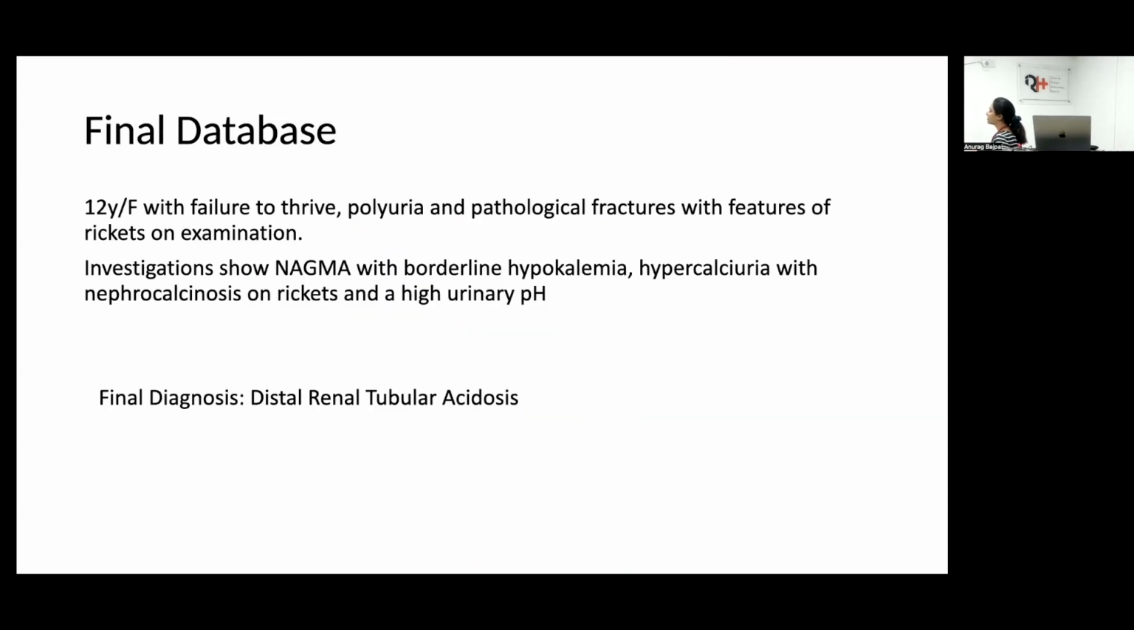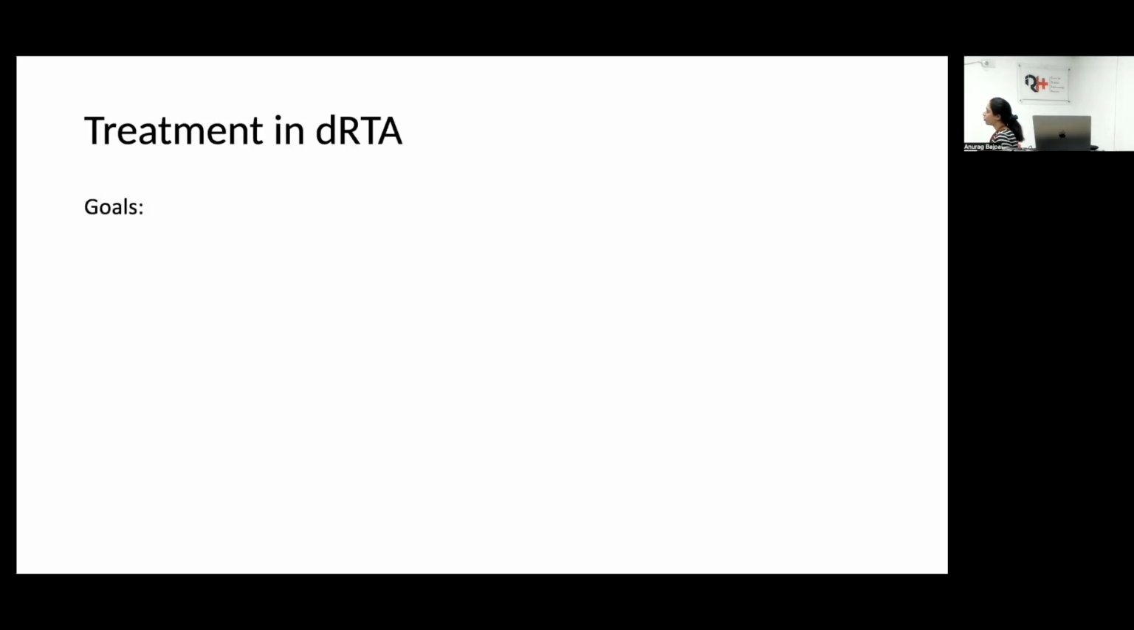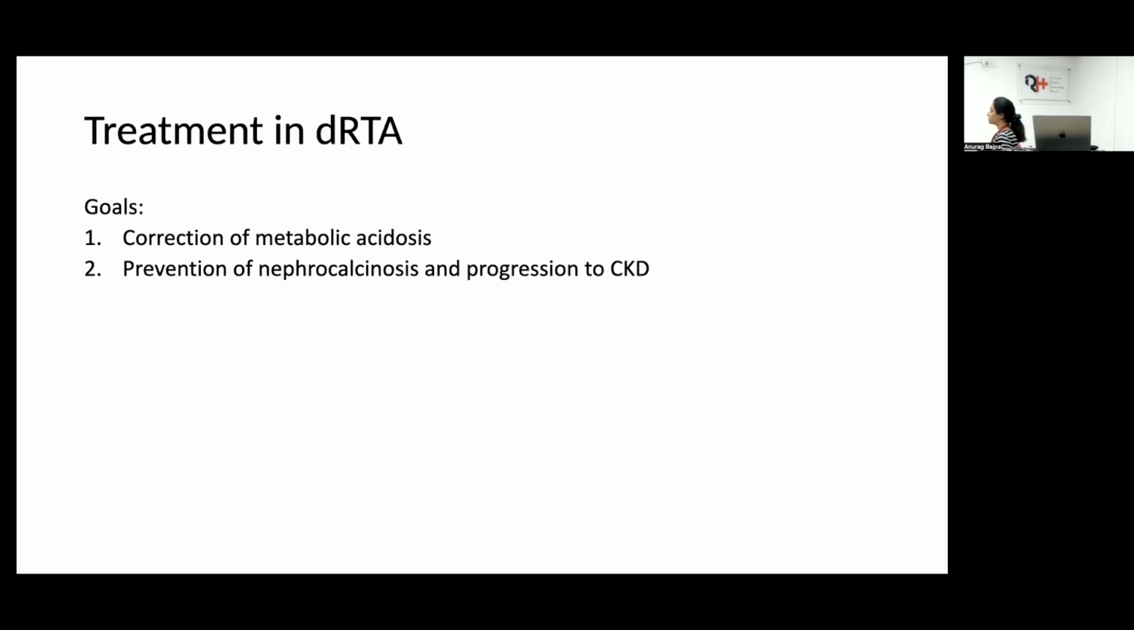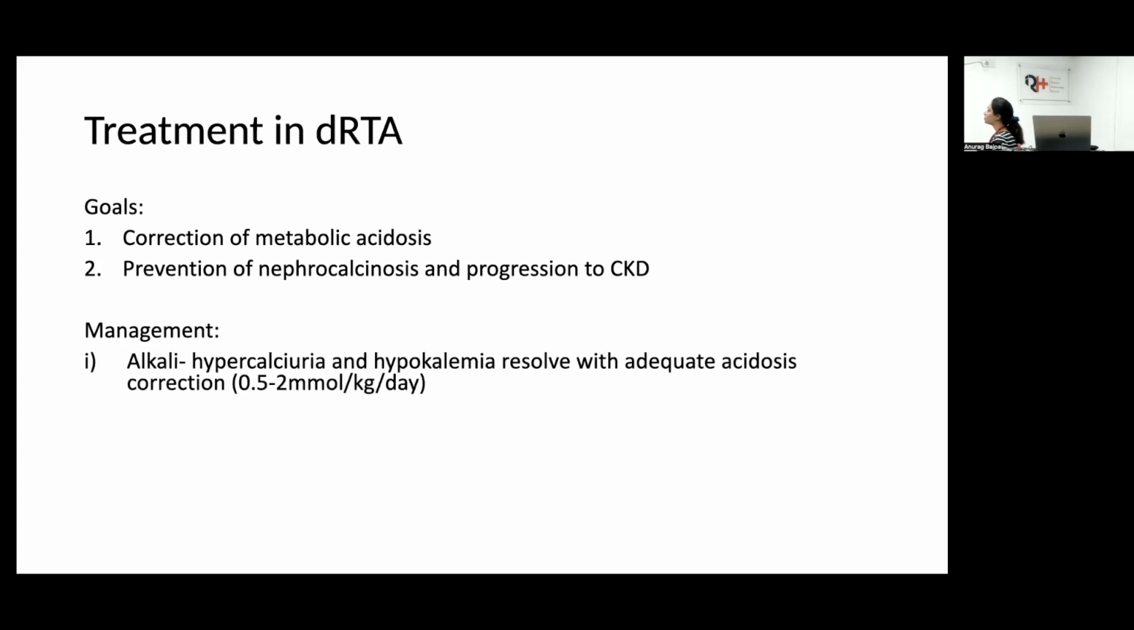So our final diagnosis here is distal RTA in presence of normal anion gap metabolic acidosis, borderline hypokalemia, and hypercalciuria with nephrocalcinosis. The goals of treatment are to correct metabolic acidosis and to prevent nephrocalcinosis if it has not settled, and if it has, then to prevent it from progressing further to CKD. The management includes alkali therapy. Hypercalciuria and hypokalemia resolved with adequate acidosis correction. Potassium needs to be supplemented, especially in the initial part, because as we know, these children will have hypokalemia despite metabolic acidosis.